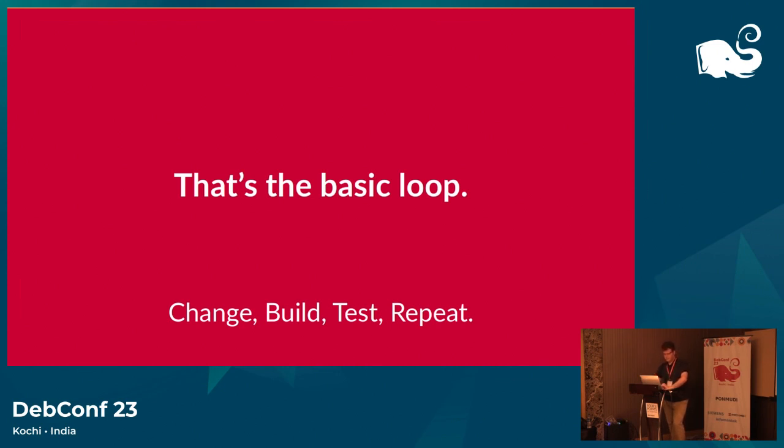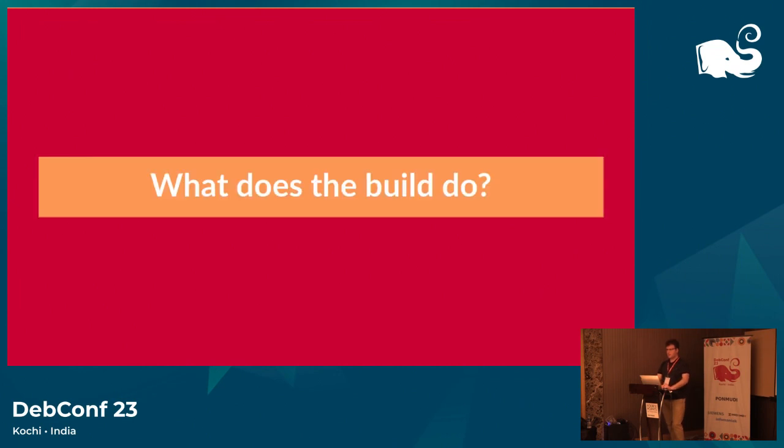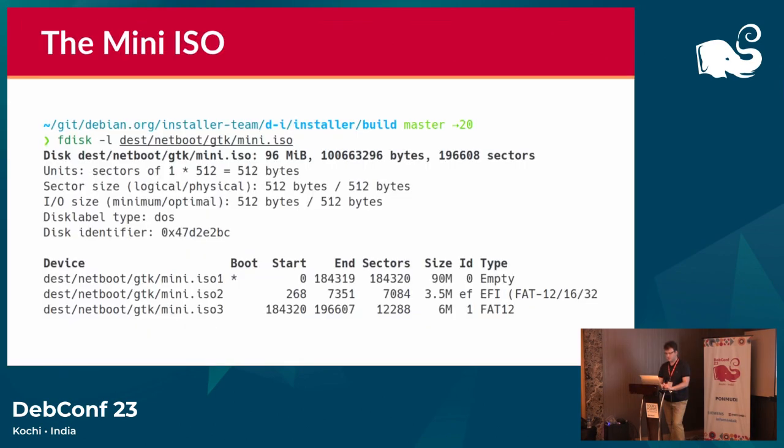But that's not the whole story, because we just went through the motions without understanding anything. What it does is something we should explore, and I think it's best to start from this mini ISO. If you look into it, it's a CD-ROM image and a disk image combined, something called ISO hybrid, I think. The first partition is 90 megabytes and the second partition is a 3.5 megabyte EFI partition that holds some files for UEFI booting.